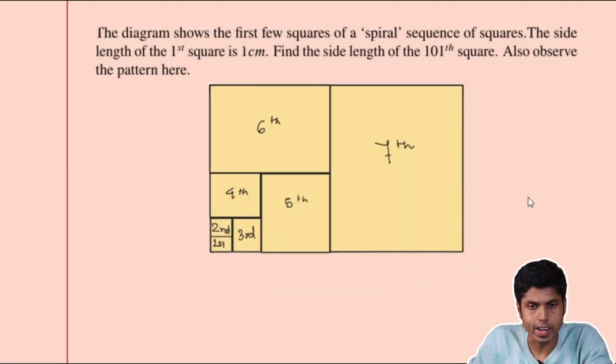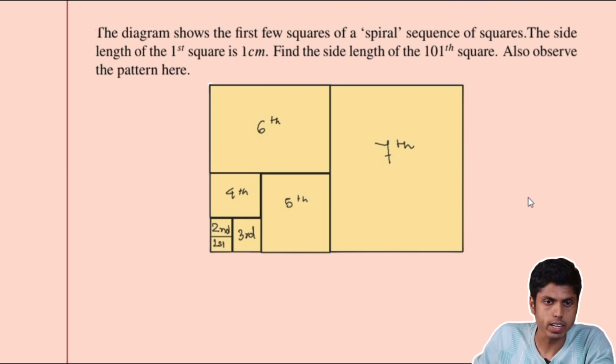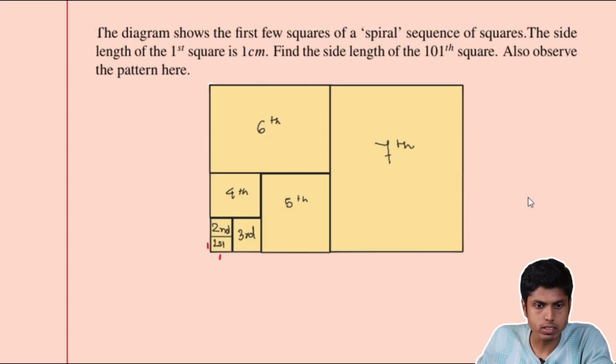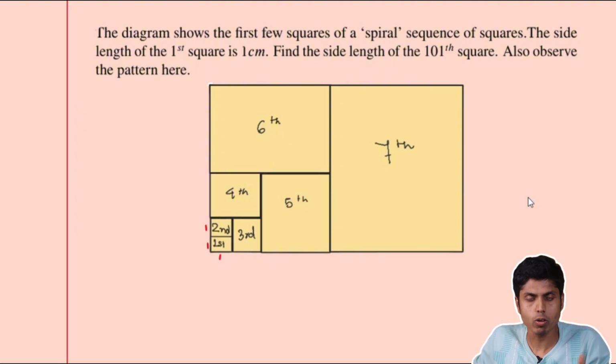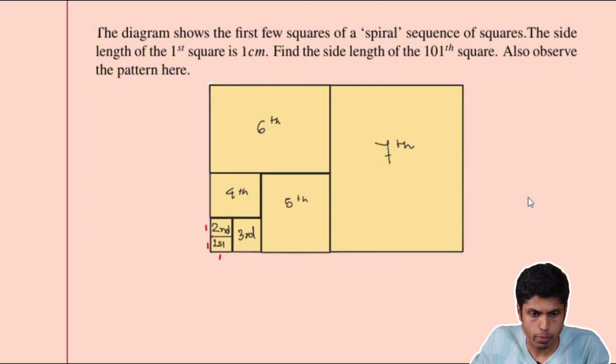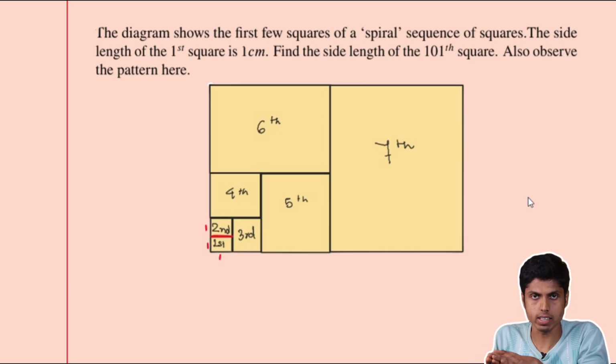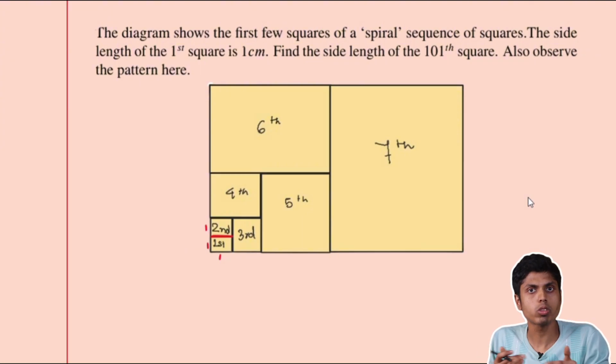Shown here is the diagram of the first few squares in a spiral sequence. The first square has a side length of 1 centimeter and the second one is placed just on top of that. So it will also be 1 because its side matches with the bottom of the second one. You have the top of the first one coinciding exactly. So due to this overlap, both measure 1.